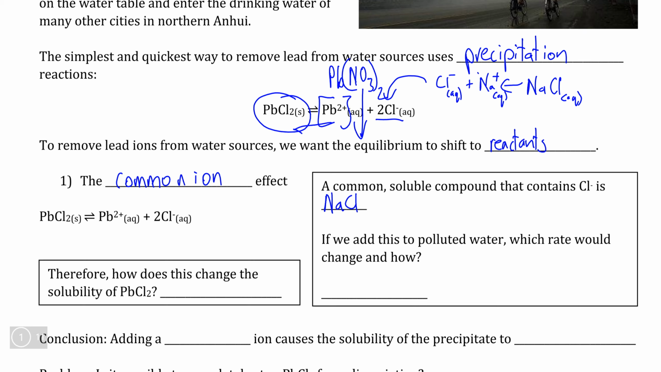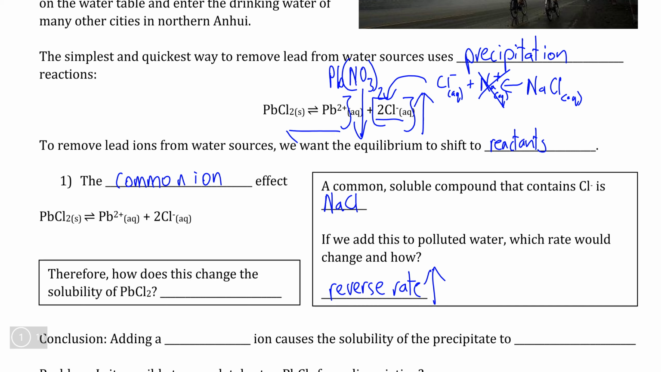And again, we don't really care about the Na+ because it's not going to do anything, but adding in Cl- is going to increase the concentration of Cl-, and therefore, if we have more Cl- than before, that means that we would increase the reverse rate of reaction. So our reverse rate of reaction would increase because we have more chloride ions, therefore more collisions with Pb2+, and therefore we're going to get the equilibrium to shift in the direction of our precipitate.